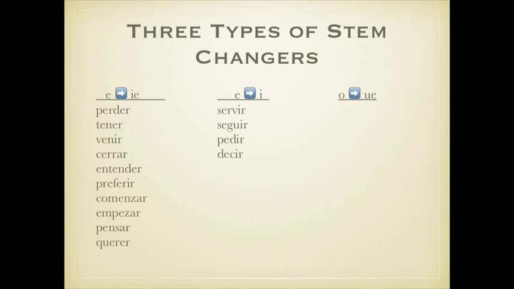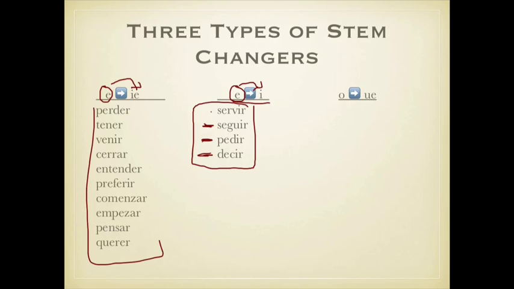Now, our most common stem changers from E to I are these four: servir, which means to serve, seguir, which means to follow or to continue, pedir, which means to ask or to order, and decir, which means to say or to tell. Okay? The best thing I can say, because we have two sets that start off as E's, but then change into IE's or change to I's, is to memorize the shorter list and know that those are stem changers from E to I. And the rest of them are E to IEs. It makes it a lot easier in my opinion.